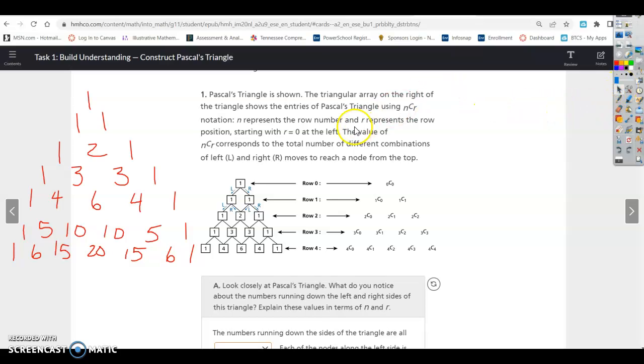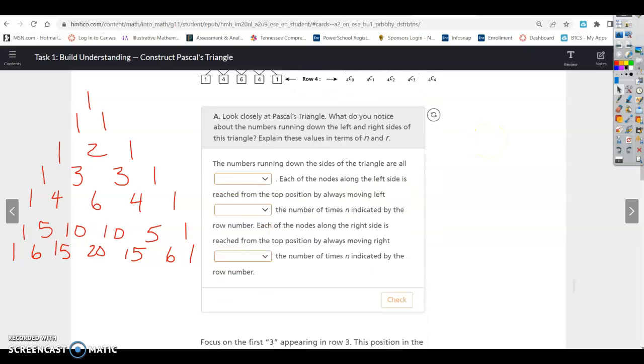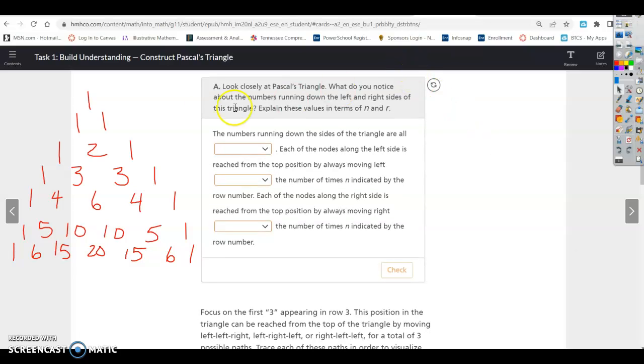And again, make sure you know that r represents the row position and n represents the number of rows. So the top one is row 0, and you can see that each position here is position 0. So it's always going to have 0, 0 on the top here. All right, so let's see what we need to look at with Pascal's triangle.